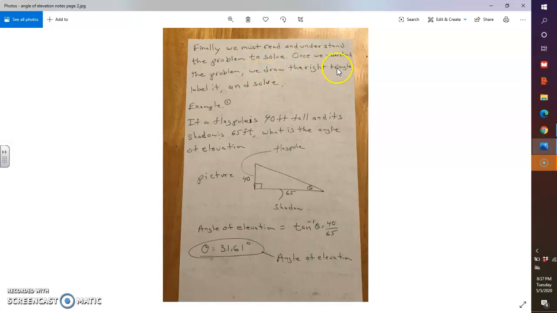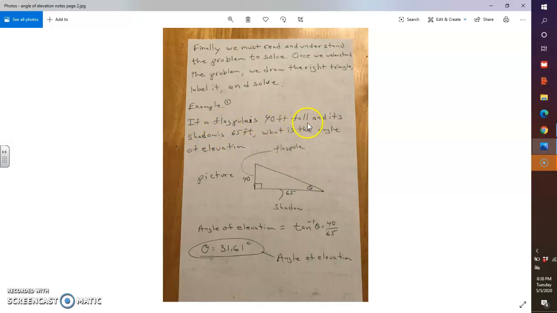Once we understand the problem, we draw the right triangle, label it, and solve it. So the picture is of the utmost importance. And you don't need to be Vincent van Gogh here, or Leonardo, or Donatello, or Michelangelo, or Raphael. There's all the four Teenage Mutant Ninja Turtles. For those of you who know that reference, awesome. For those of you who don't, don't worry about it. But this is literally what we're doing.